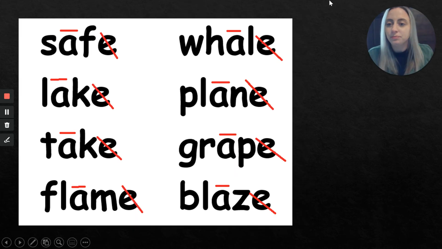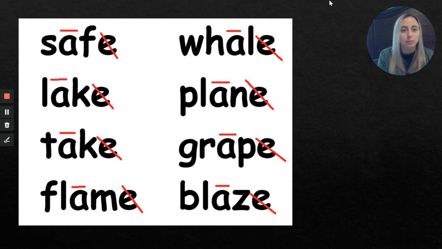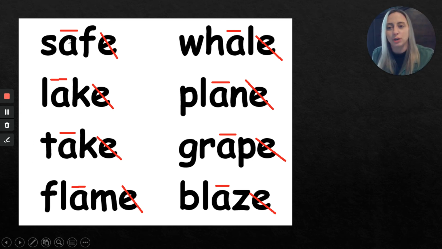All right, moving on. So here I have a list of magic E words that all follow the A-E pattern. Now, I have marked all of these words for you. The reason I did that is to remind you that A will be saying its name, A will be making its long sound in these words. I crossed off the E so that you don't make any E sounds. Remember, E is silent in the magic E syllable type. E is telling the other vowel what it needs to do. Let's play with the first word here. Safe.